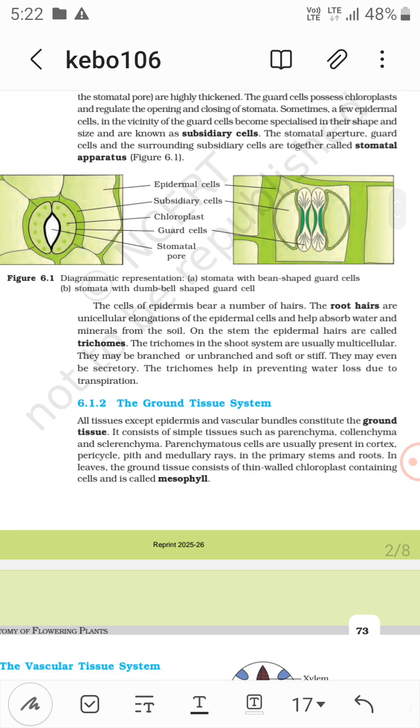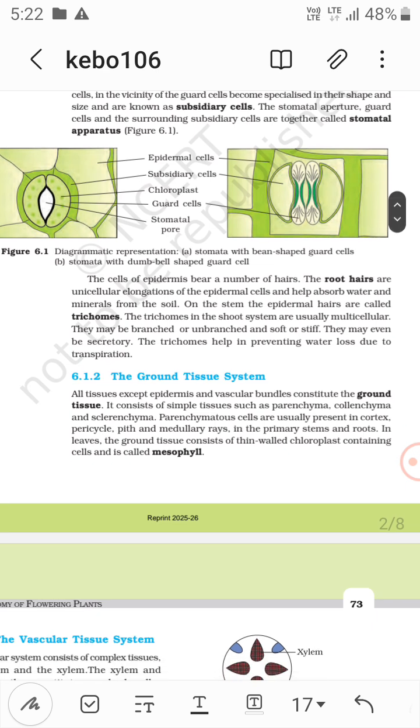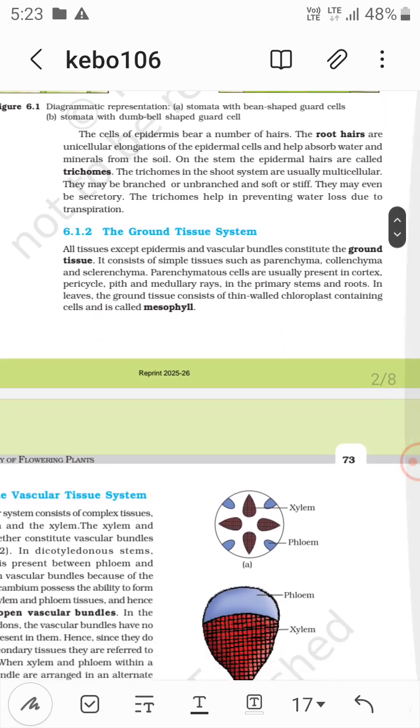Now the cells of epidermis bear a number of hairs. Root hairs are unicellular elongations of the epidermal cells. Now on the stem, the epidermal cells form trichomes. Trichomes in the shoot system are usually multicellular, branched or unbranched, and may be stiff or soft, and may be secretory in function. They help in preventing water loss due to transpiration.